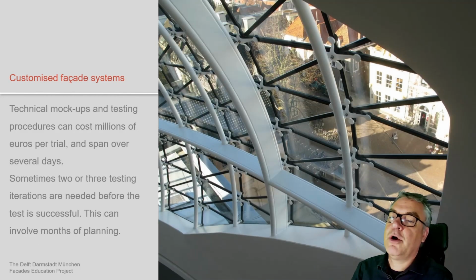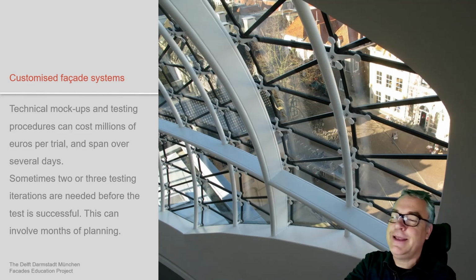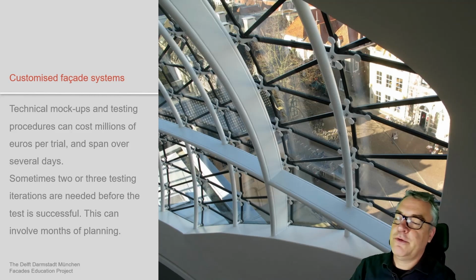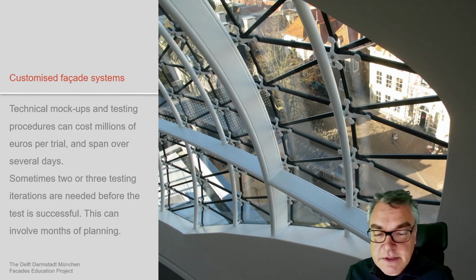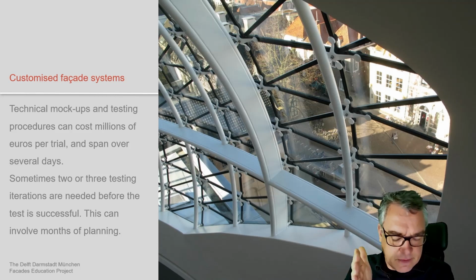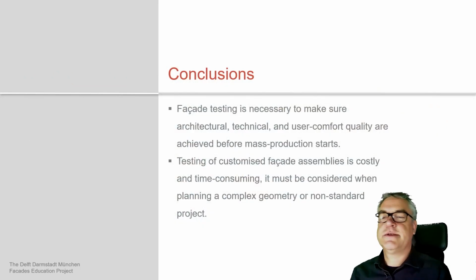So technical mock-ups and testing processes can be costly. It can cost millions for the trial, and sometimes we even go for two or three testing iterations before we successfully end up with a passed test. This can cost time, and that's something to be taken into account when we go for special construction. That's also maybe a key decision point. Are we able to go for special construction? Do we have the time and the budget to do all the tests which are necessary?